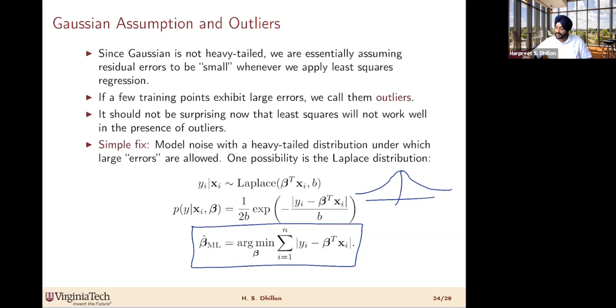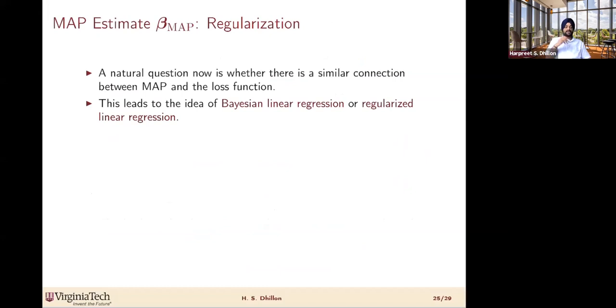All right. So with that quick note, let's actually proceed now to the MAP case, a MAP estimate or beta MAP for a similar example. A natural question to ask is, are there similar connections between MAP and the loss function? We sort of connected the ML estimate with the squared loss and then with the L1 loss. So can we do something similar in the Bayesian setting as well? And the answer is yes. It leads to the Bayesian linear regression or regularized linear regression.